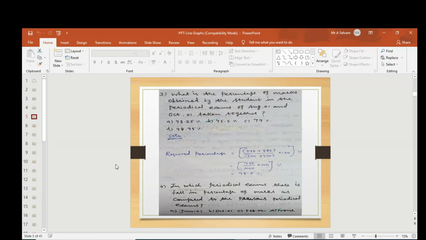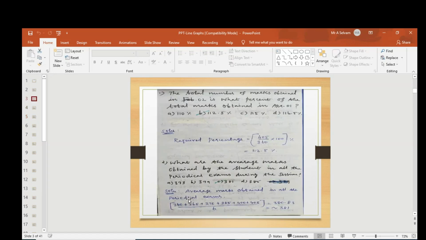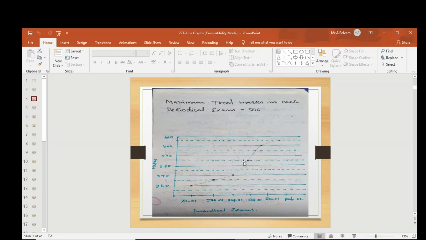So now look at the line graph. Is there any falling of the line between April 2001 to February 2002?